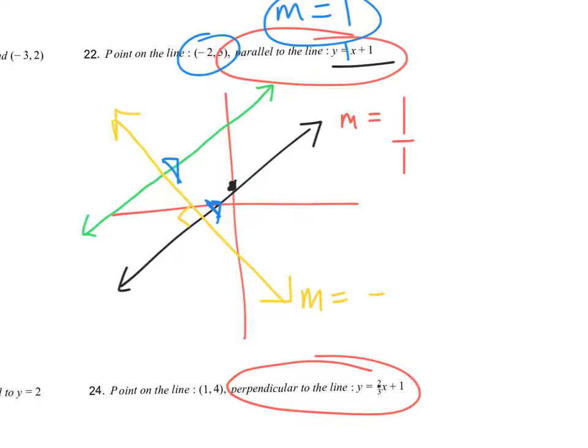Reciprocal is like saying the flipped version of this fraction. Now this is kind of a bad example because it's 1 over 1. So the flipped version of 1 over 1 is still 1 over 1. But that's what it would be for this one.